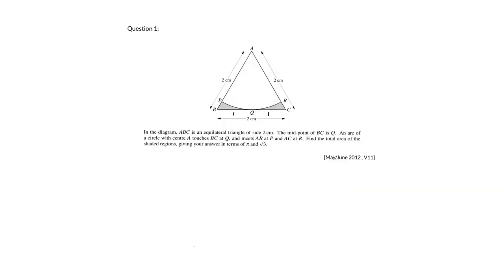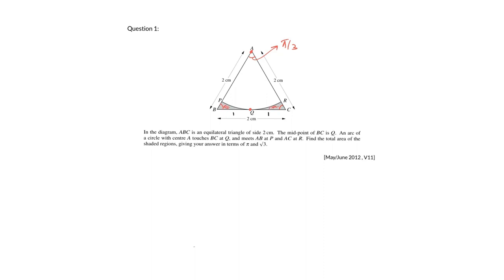Okay, so in this question ABC is an equilateral triangle. An equilateral triangle is a triangle in which all the angles are 60 degree. So I can write pi upon 3, which is equivalent to 60 degree. Each and every angle is 60 degree, which is pi over 3, and every length is 2 centimeter they have given to you. The midpoint of BC is Q. An arc of a circle with center A touches BC at Q and meets AB at the points P and R. Okay. Find the total area of the shaded region, meaning this area and this area.